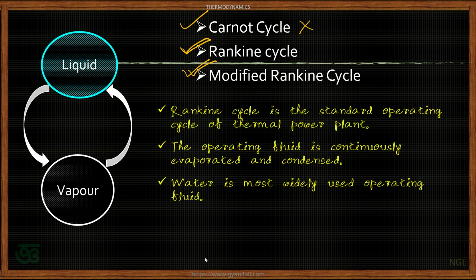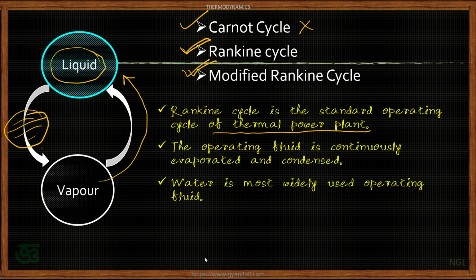So the Rankine cycle is the standard operating cycle of any thermal power plant. In a thermal power plant, a liquid like water is used, which is converted to vapor by a device called a boiler. And again the vapor is converted to liquid by a device called a condenser. There are also other devices in a thermal power plant that we'll discuss shortly. As I have mentioned, the operating fluid is continuously evaporated and condensed. The evaporation is done by a steam boiler, and condensation is done by a steam condenser.